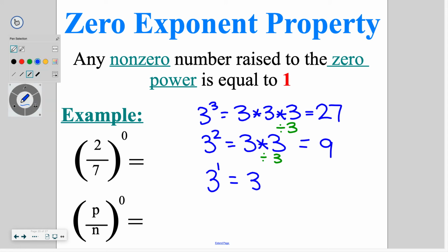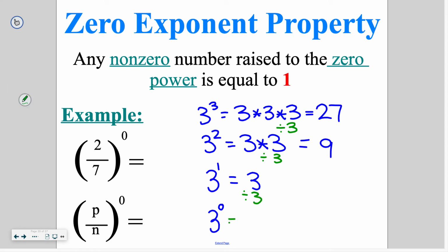So what happens when we drop the exponent again? We still have to continue the pattern, which was divide by 3. 3 divided by 3 is going to equal 1. It doesn't matter what number you have to start, this pattern is going to hold. As you go down by an exponent, you're dividing. When you get to anything to the first power, it equals itself. A number divided by itself is always going to equal 1. So anything to the 0 power is always going to equal 1.